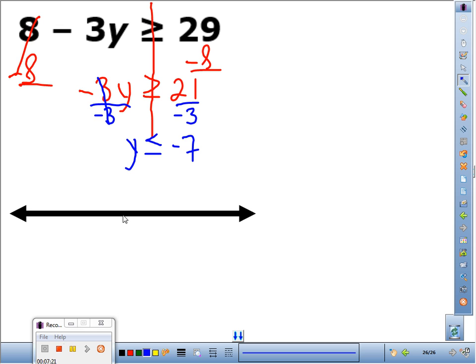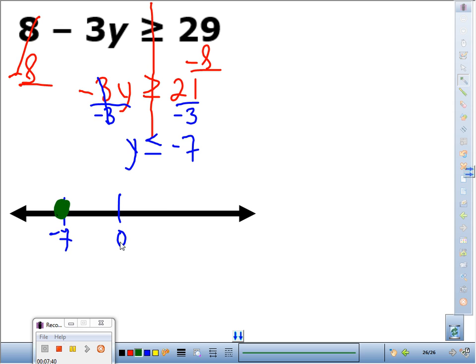What do I do from there? Graph. I start with 0. Negative 7 is my dividing point. Is it an open or closed point? Closed. I'm going to use green, so it's a closed point. What does that mean when it's a closed point? The solution set includes the negative 7.